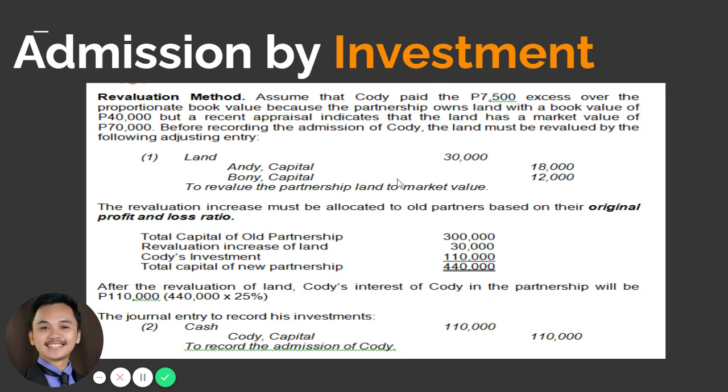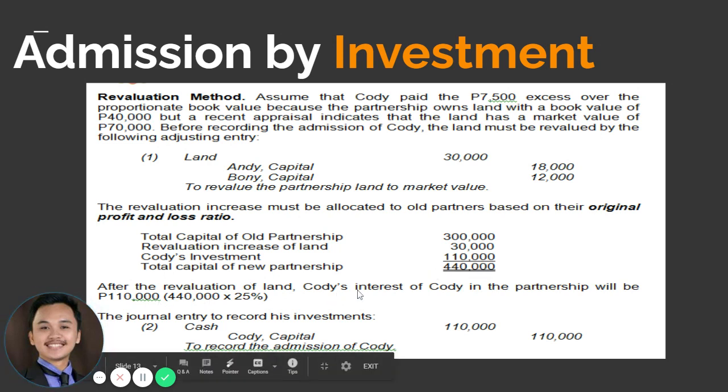So in that case, debit land 30,000, and that 30,000 will be divided and credited to Andy and Bonnie Capital using their existing profit and loss ratio, which is 60 and 40 respectively. So after that, the revaluation increase must be allocated to old partners based on their original profit and loss ratio. So total capital of the old partnership is 300,000. Then we have the revaluation increase of land of 30 plus Cody's investment of 110,000. Therefore, the total capital of the new partnership is 440,000.